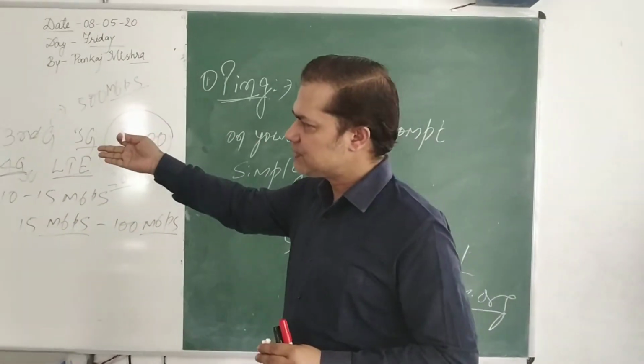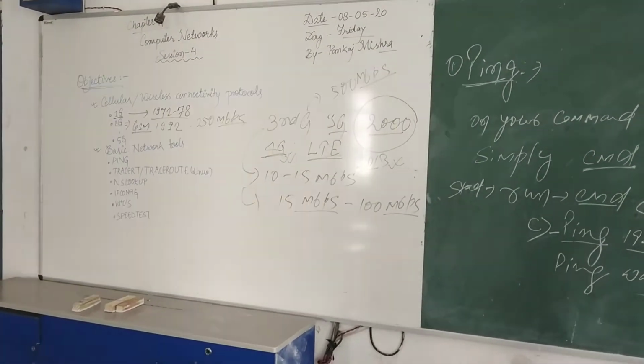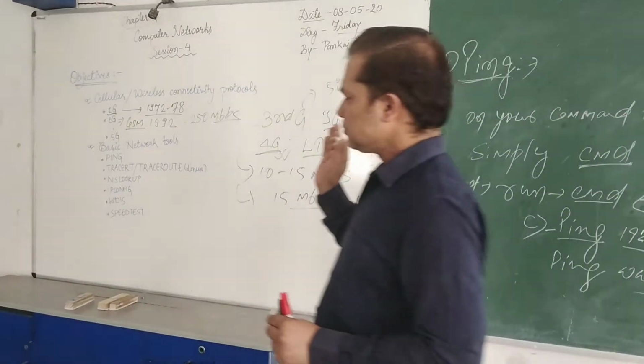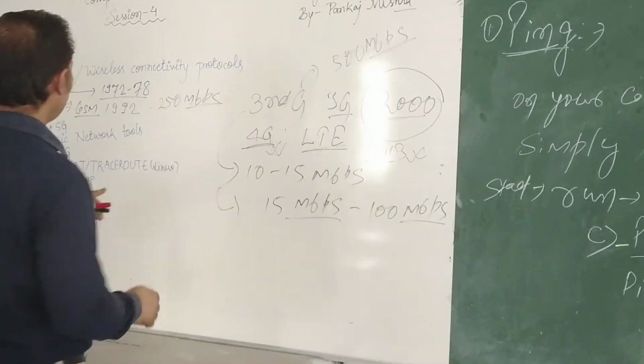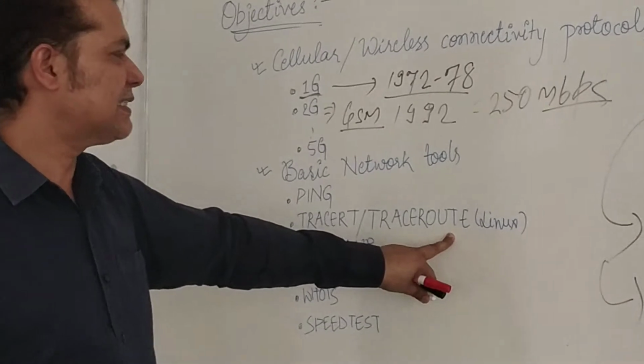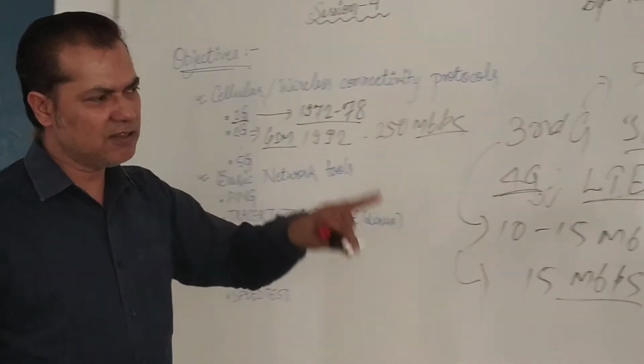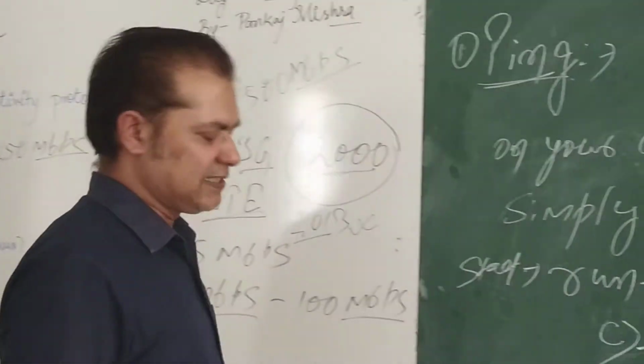Second command, as you can see here, is tracer or traceroute. Now the traceroute command is for Linux. So of course we are not going to discuss this command because it's for Linux. For Windows it is tracert. Again on the command prompt you just write tracert.